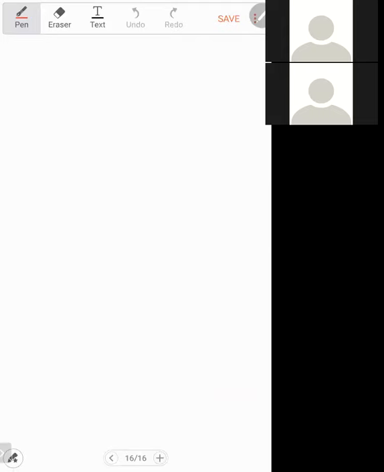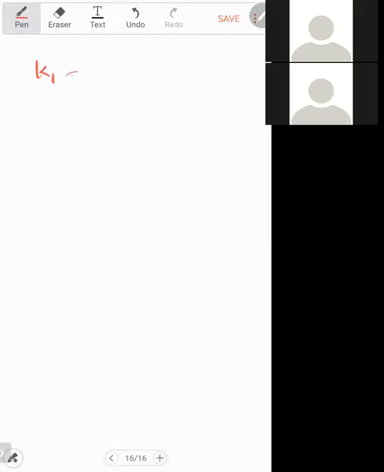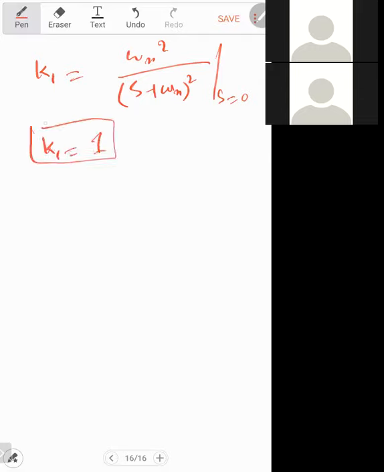K1 is straightforward, so you have to multiply this by s. At both sides s will cancel, and here you will have omega n square divided by s plus omega n square, and then you have to place s equal to 0. So C1 and C2 will cancel out, and you will be left only with omega n square divided by omega n square, such that s is equal to 0. When you place s equal to 0, you will get k1 is equal to 1.